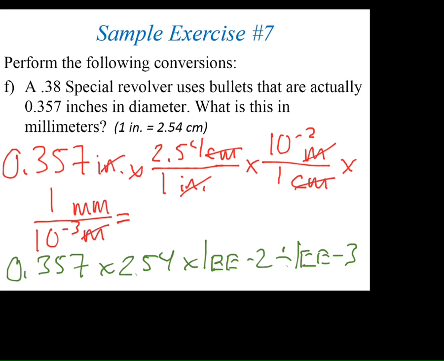Okay, I got 9.0678. Does that sound right? Okay, so the question is sig figs, of course. How many sig figs is in 0.357? That's 3 sig figs. How many sig figs is in 2.54 centimeters?